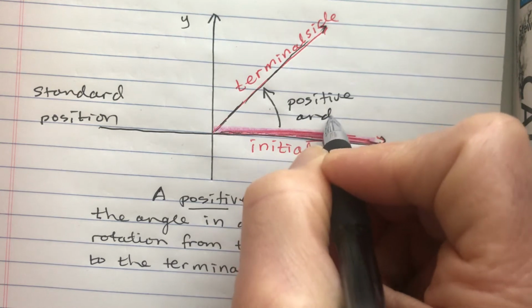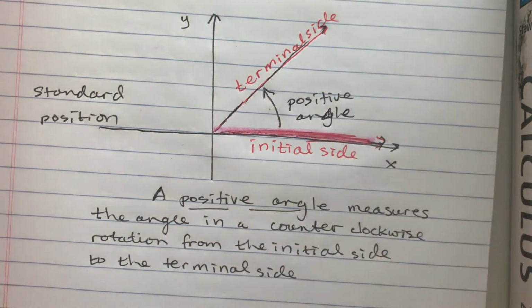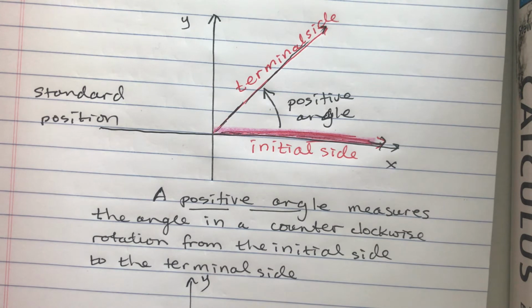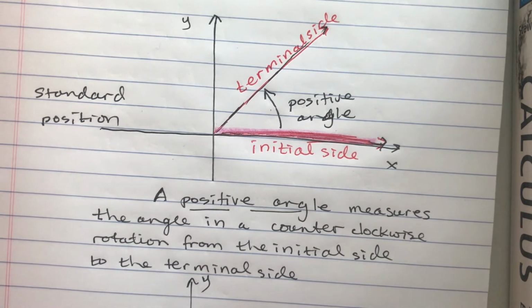And so you could have your angle looking like this, where you go this way. So this would be a negative angle.